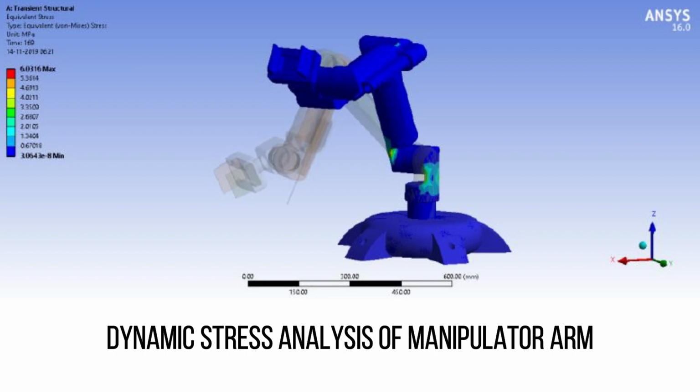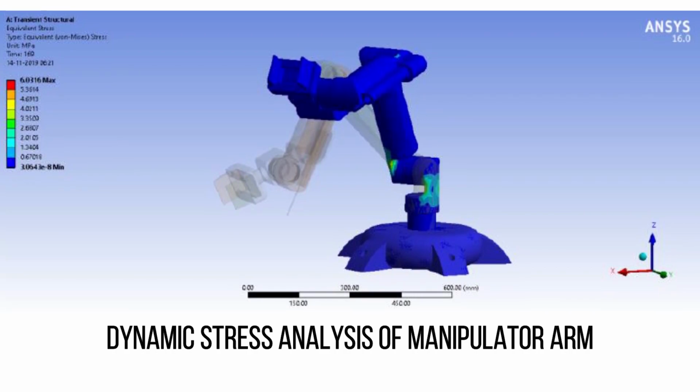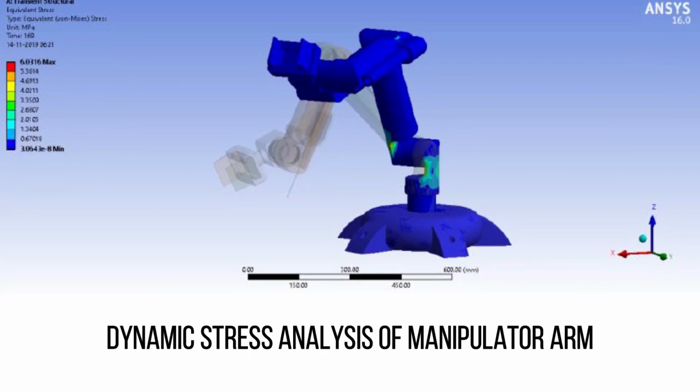The variation of the stress and strains over the 240 second time period is plotted. The maximum stress achieved is 6.14 megapascals in the arm, which is far less than the tensile strength of the ABS plastic. The design is proved to be safe.